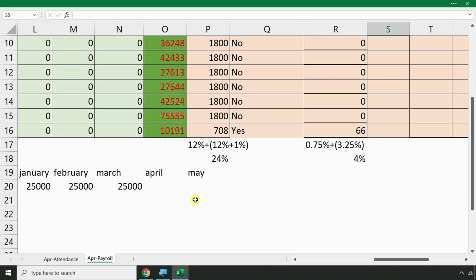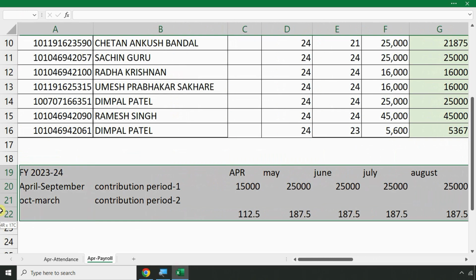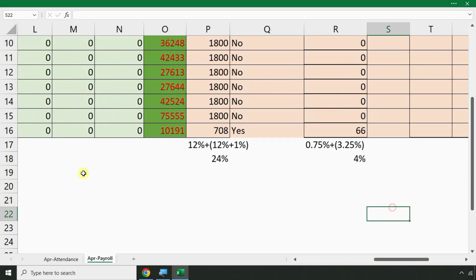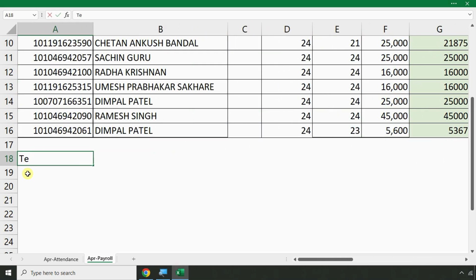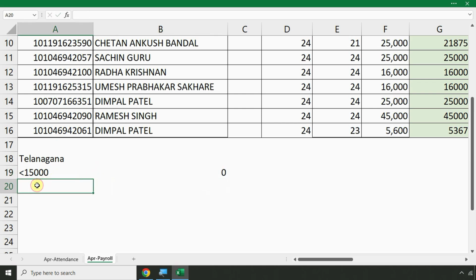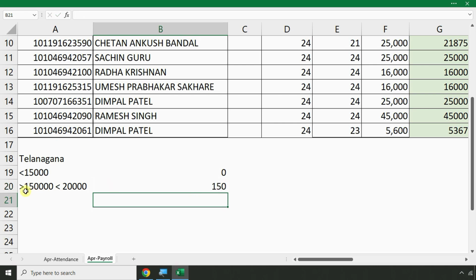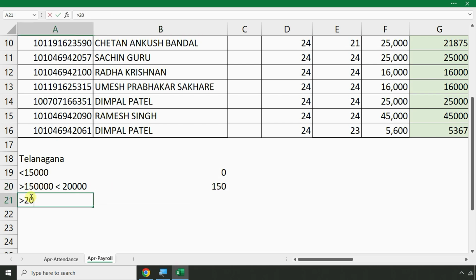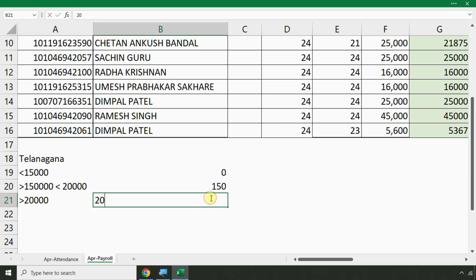In Telangana, I am talking about Telangana rules, okay? In Telangana, salary less than 15,000, professional tax 0. Salary greater than 15,000 but less than 20,000, professional tax 150 rupees. Salary greater than 20,000, it is a state tax, state level professional tax.